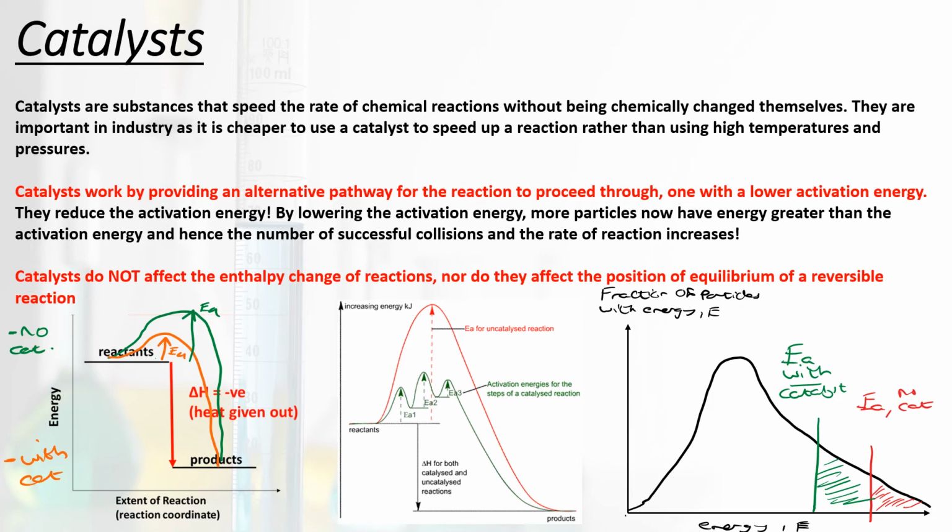Nor does it affect the position of an equilibrium of a reversible reaction. So if you're not so happy with that idea, go to my equilibrium videos. But essentially the position of the equilibrium, the proportion of reactants and products that we end up with, isn't changed by a catalyst, because we have a forward reaction and a backward reaction happening at the same time, at the same rate. And so a catalyst affects both of those forward and backward reactions equally, and so there's no overall change.